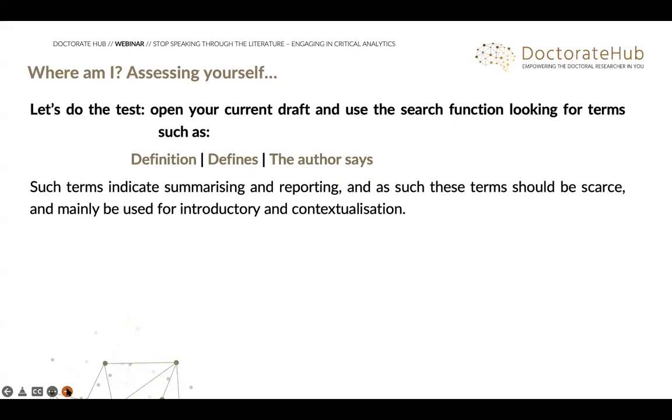So how can you test yourself? You could open your current draft and use a search function, looking for terms such as "definition," "defines," and "the author says." The more often you find those terms, the more your draft is still at the beginning stage. So that's quite objectively doable to test where you are in your writing.